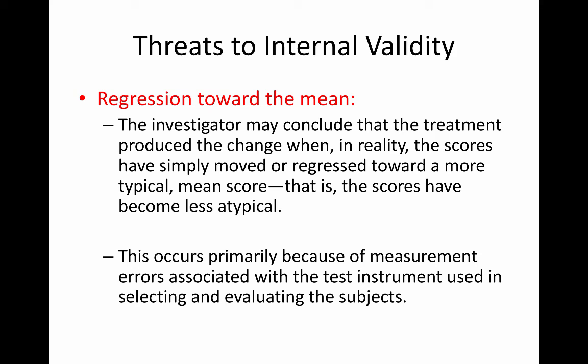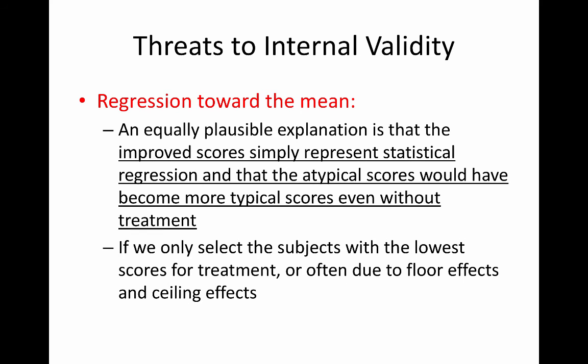Investigators may conclude that the treatment produced the change when in reality the scores have simply moved or regressed towards the middle, the mean score, and the other scores have become less atypical. And again, it goes back to your subject selection. So it could have just been that your atypical scores would have even improved without treatment. They would have gotten better over time anyway, just because the kids are in school in the first place and they're going through the programs.